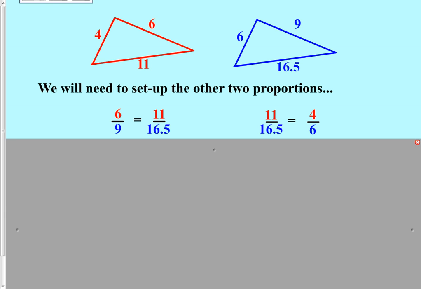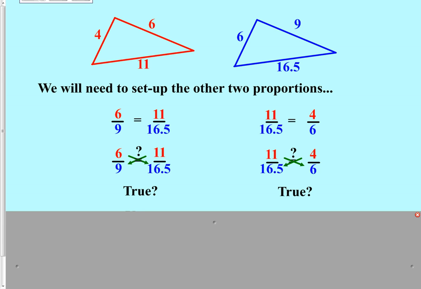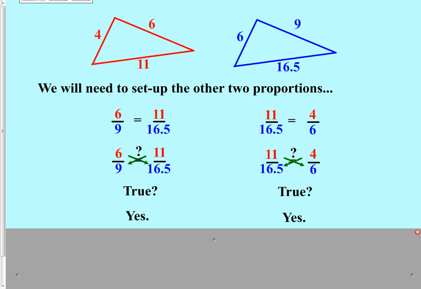Okay, and again, the largest, 11 and 16.5, are going to equal the smallest, which from the first example we know are 4 and 6. If we cross multiply, check and see if these are true or not. Okay, what we see is that these are all true.